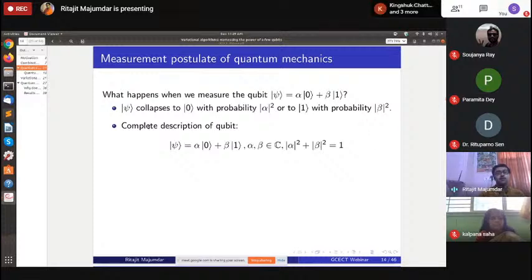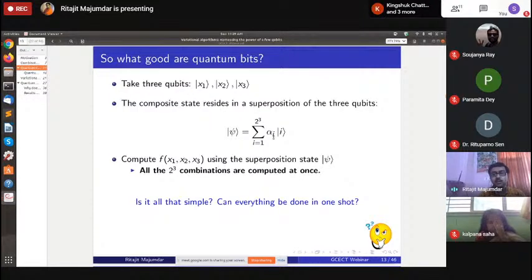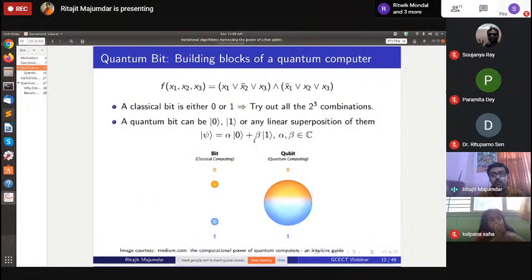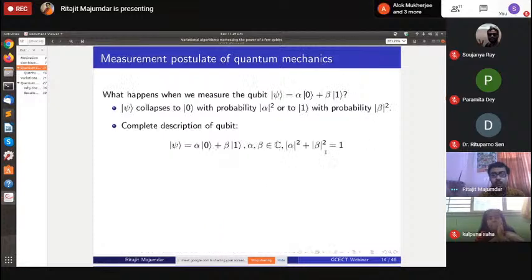So a complete description of a qubit: here I just wrote that a qubit can be in superposition and alpha and beta are complex, but there is one more criterion you must take into account, that mod alpha square plus mod beta square should be equal to 1, because they are probabilities. So the total probability should add up to 1.